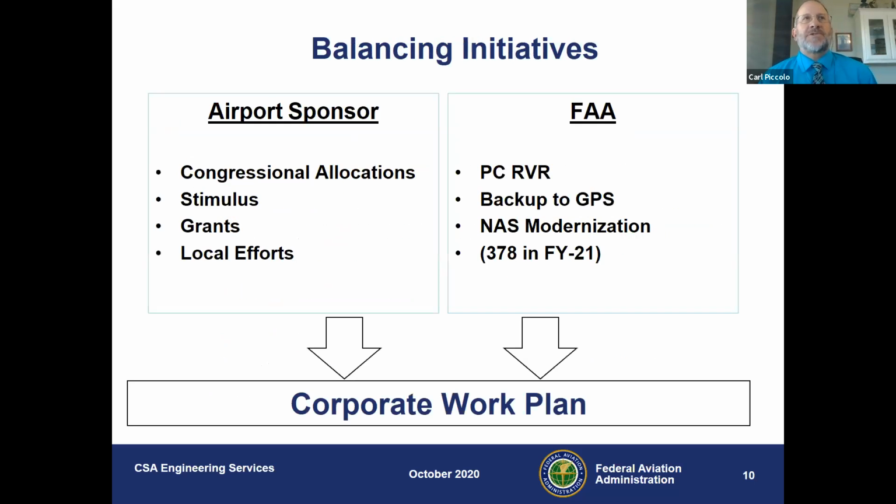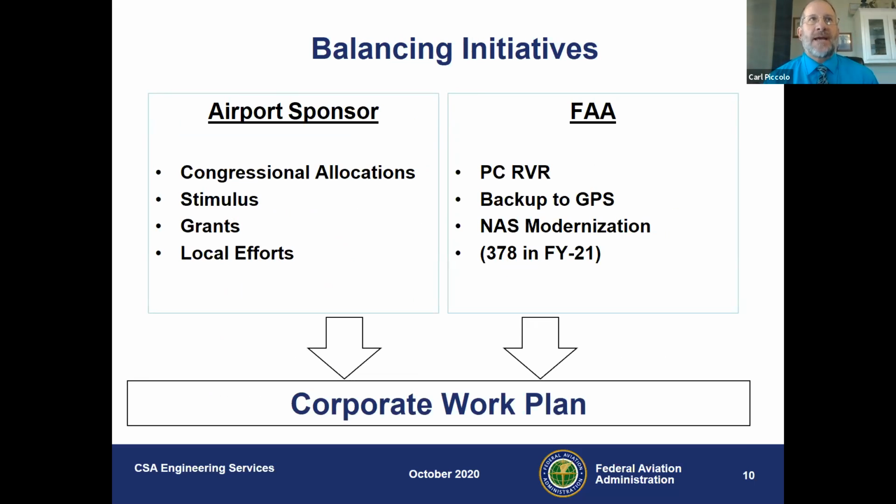One of the things that we struggle with inside engineering services is balancing the initiatives. Airport sponsors, all of you will have projects. You will get AIP grants to, for instance, extend your runway, expand your airport, et cetera. Those will generate reimbursable agreements that turn into projects for us. But at the same time, we have FAA initiatives for modernizing the national airspace system.